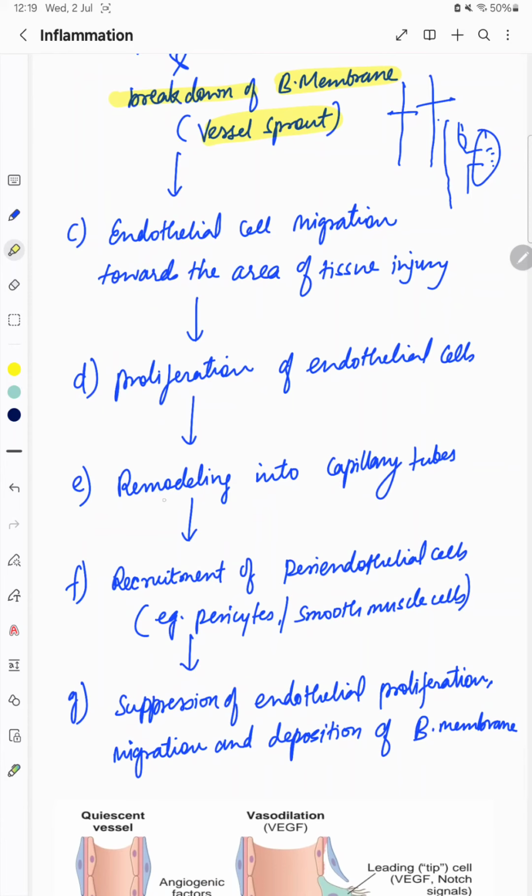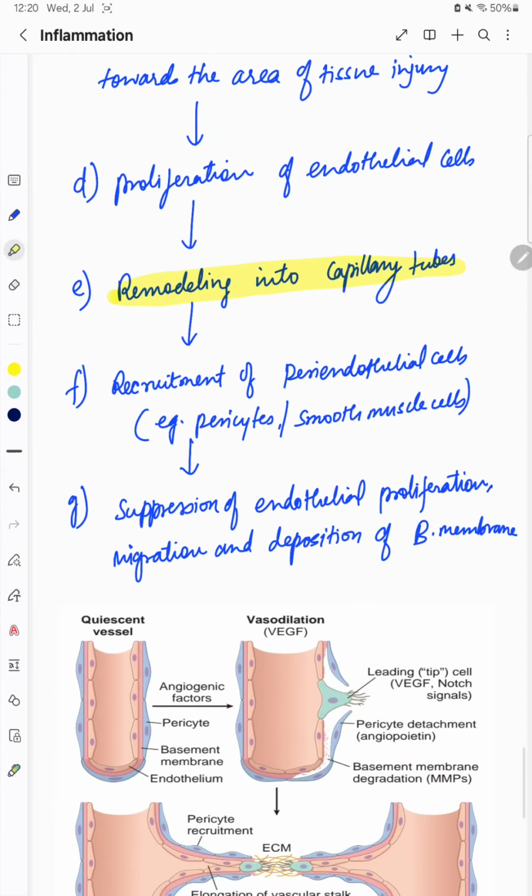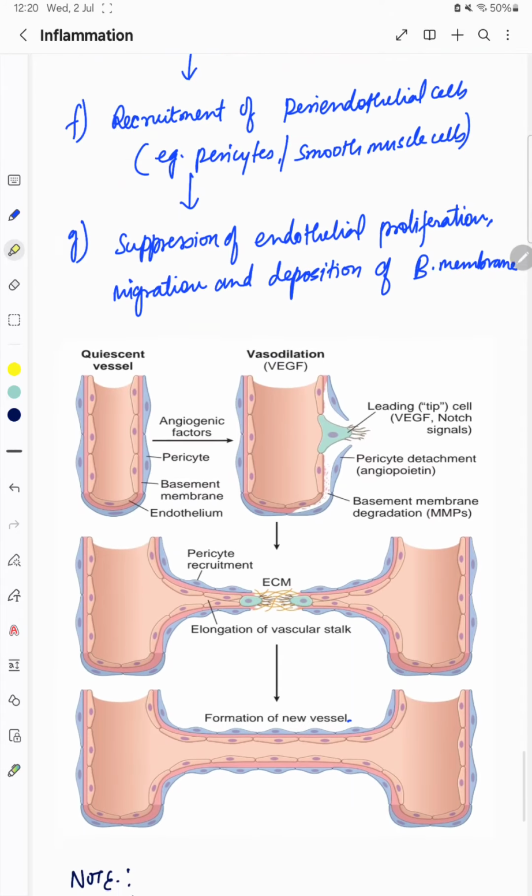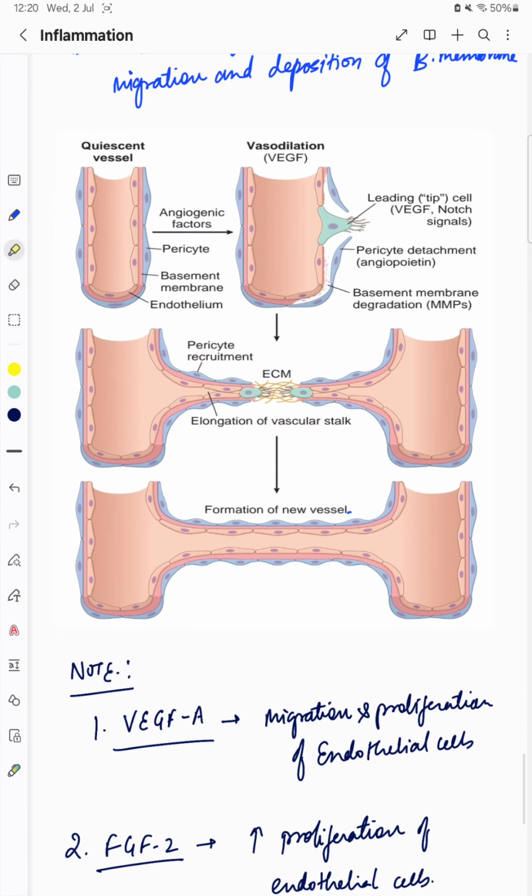After the proliferation of these endothelial cells, there will be a remodeling into capillary tubes and recruitment of the periendothelial cells, pericyte and smooth muscle cells. And lastly, the suppression of endothelial proliferation, migration and deposition of basement membrane. This is a diagrammatical representation. This is a quiescent vessel.